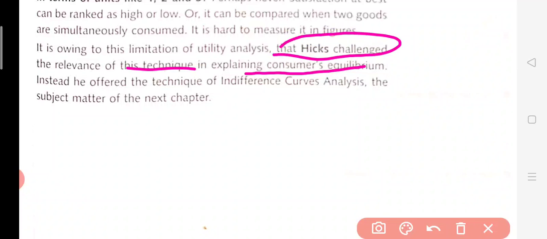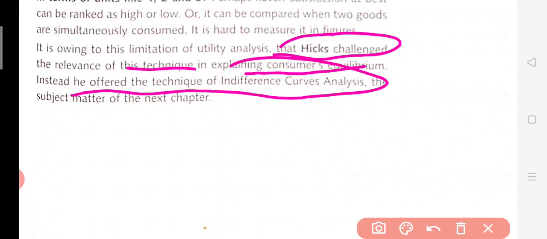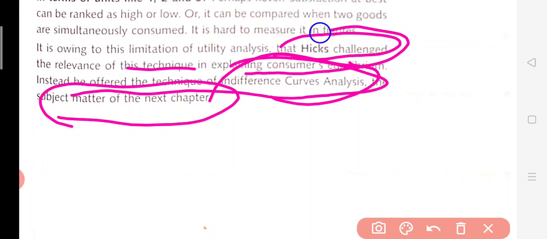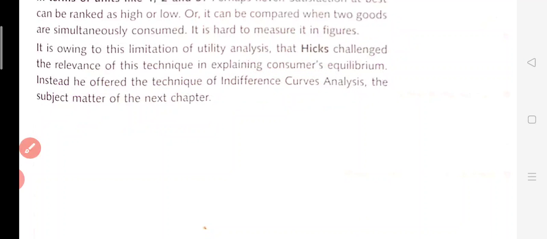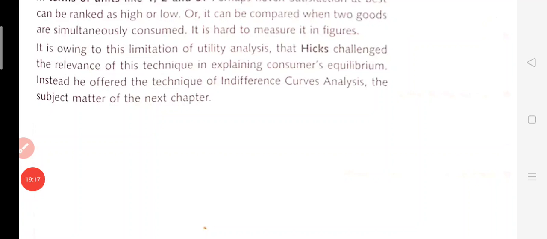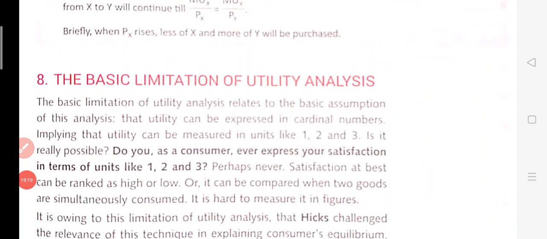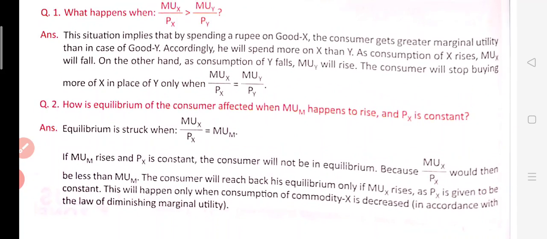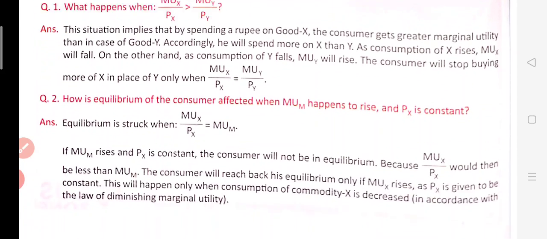So what he did was offer the technique of indifference curve analysis, the subject matter of the next chapter. Your next chapter will be based on the curves called indifference curves, and this was the creation of Hicks. So you will be learning about this later on. We have completed this chapter so far. These were the important questions which you should understand.